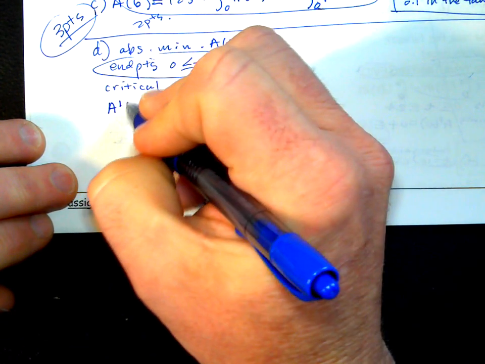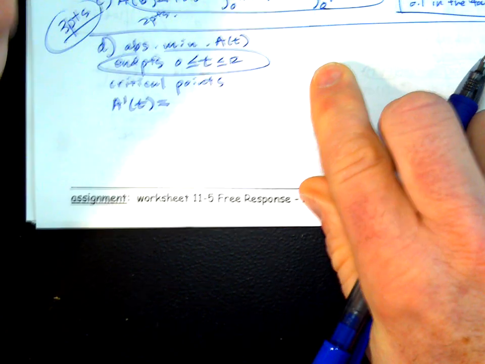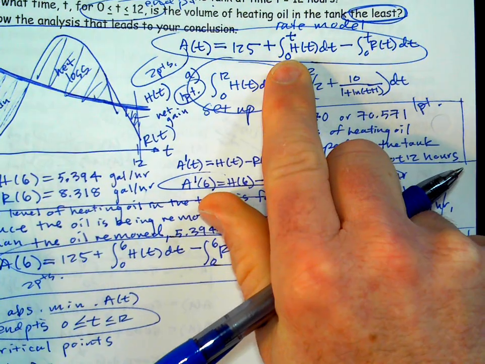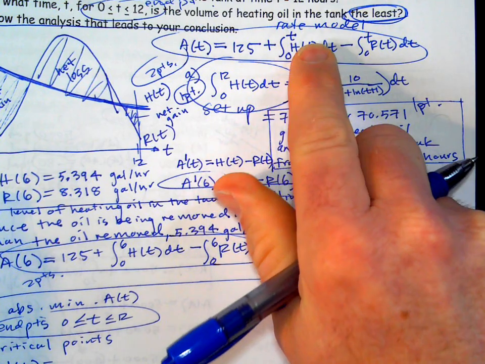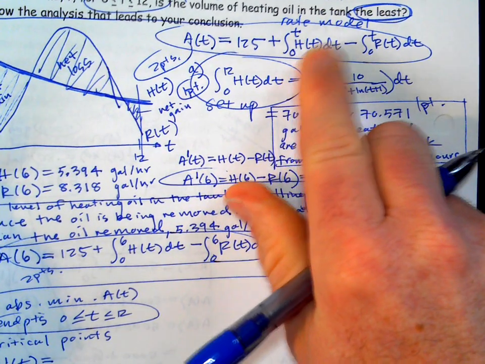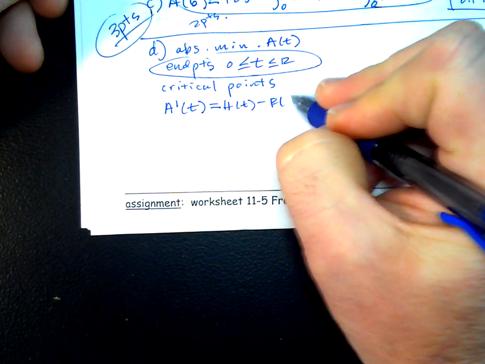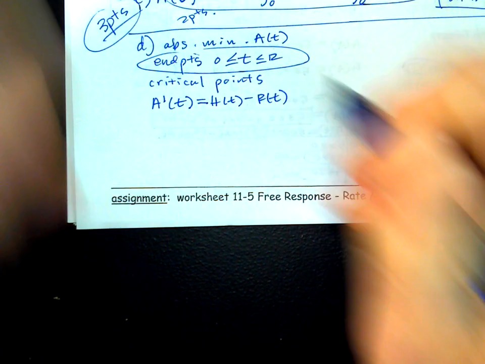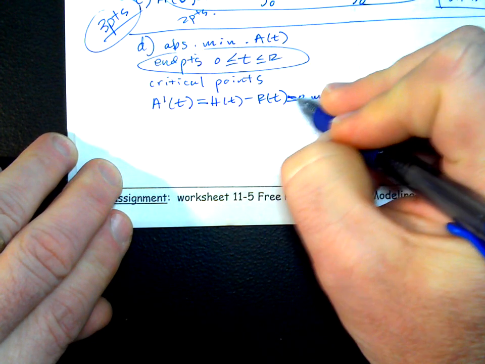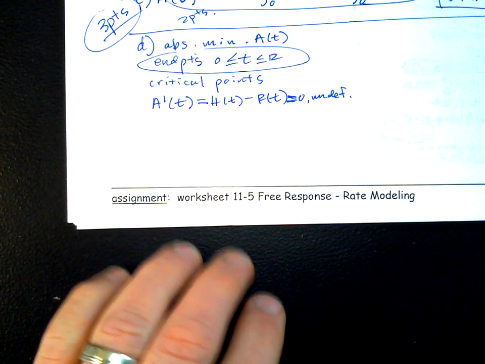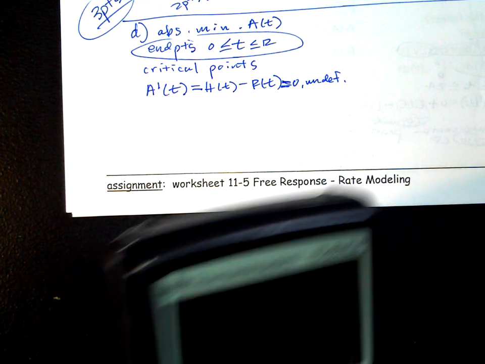So the way you find critical points is take the derivative, and that's going to equal, that's the derivative of our rate model. So the derivative of 125 0, the derivative of this, the derivative of the integral undoes it. You got to plug limits in, take the derivative of them. It's just going to be HT minus RT, and that's not enough. You got to write equals 0, undefined. Okay, if you don't write that equals 0, you might lose a point. That's critical, important information. That's how we find critical points. It's not just the derivative. It's the derivative equals 0.